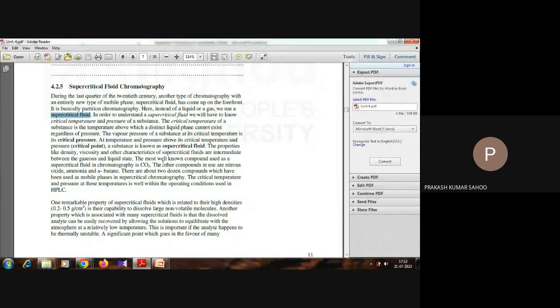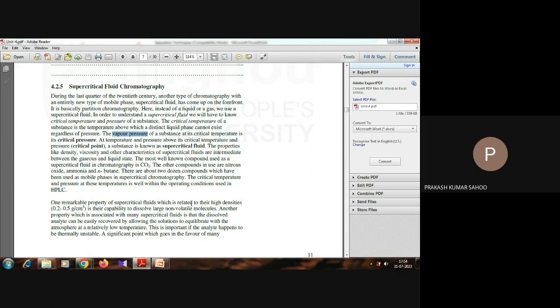Above this temperature, the liquid phase cannot exist. The vapor pressure of the substance at its critical temperature is known as critical pressure. So vapor pressure is equal to the escaping tendency. The liquid gets vaporized at some temperature, and that temperature is known as critical temperature, and the vapor pressure is known as critical pressure. At temperature and pressure above its critical temperature and pressure, a substance is known as a supercritical fluid.